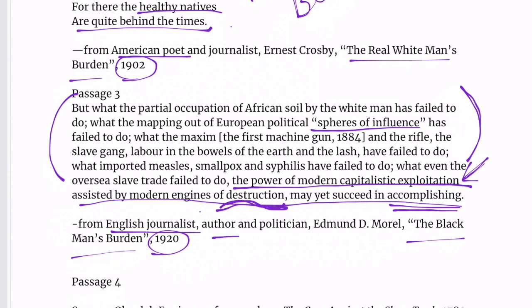Remember, he is an author and a politician and a journalist in England, so he's probably trying to get them to invest in actually helping these people. And instead of trying to exploit them, put the investments in helping African people, or you're going to end up losing your workforce because of all of these things that you're doing to them.